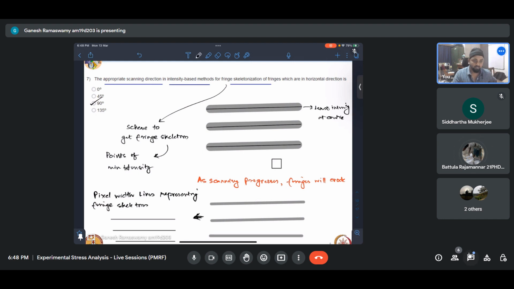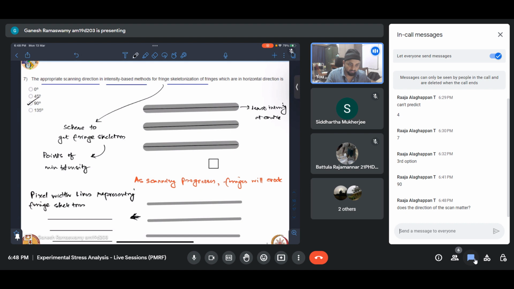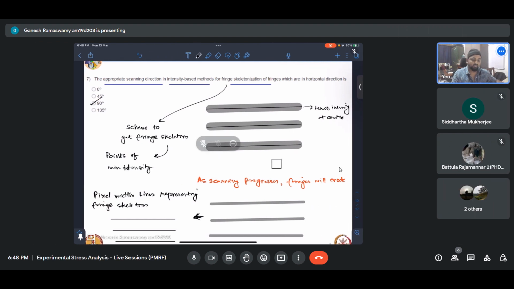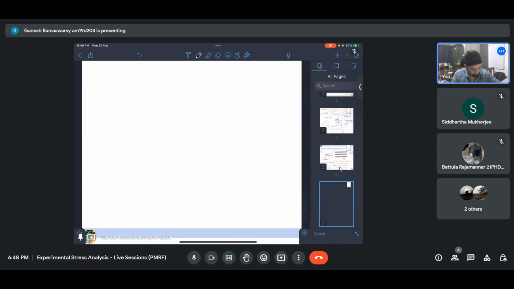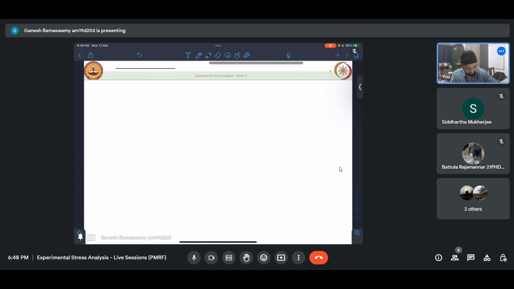Does the direction of the scanning matter? Yeah, it matters, in the sense that, let me explain this. Let us say that we'll just deal with one fringe for the time being, just to make things simple. Let us say I have this as my fringe, and this dark line is the actual single pixel line which represents my actual fringe.